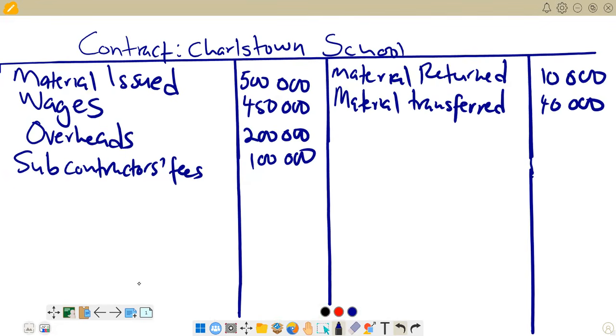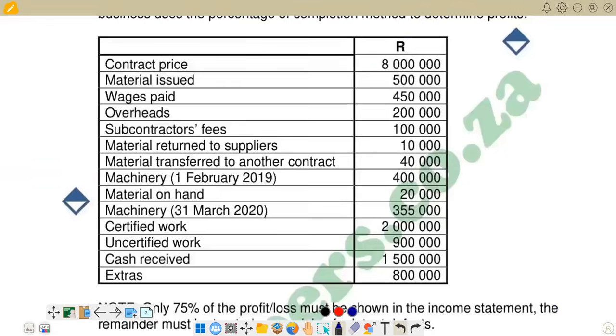Then we check again the next that we have after material transferred, we've got machinery on 1 February 2019. Remember, this is a non-current asset, and we know that the cost or the expense that is associated with the non-current asset is depreciation, and depreciation is the loss of value of a non-current asset or a fixed asset. So we are concerned with the loss of value of this machinery. The 400,000 here represents the value of the machinery at the beginning of the period.